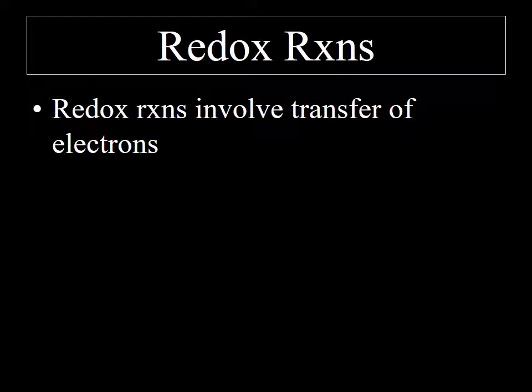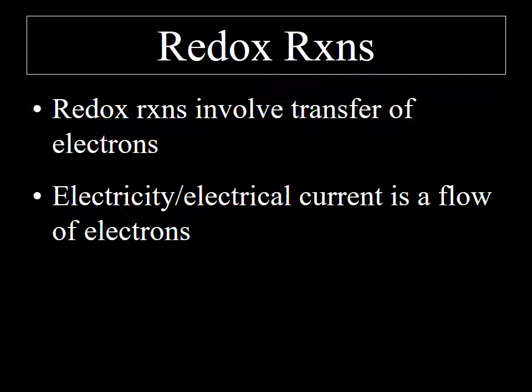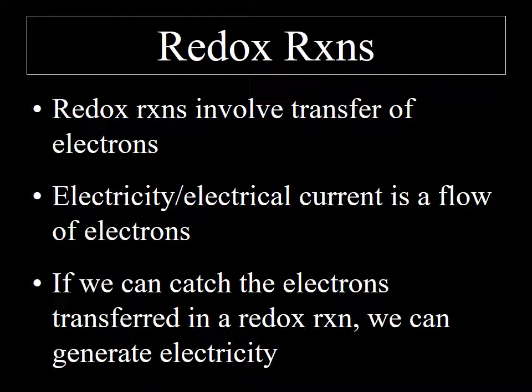We're talking about redox reactions a little bit. Redox reactions involve a transfer of electrons. Remember how we had transfer of ions, transfer of protons, transfer of electrons. That's how we designated the three types of reactions in quarter one. So electricity or electrical current is just a flow of electrons. So if we could catch the electrons that are being transferred in a redox reaction, then we can generate electricity. We've got a flow of electrons.